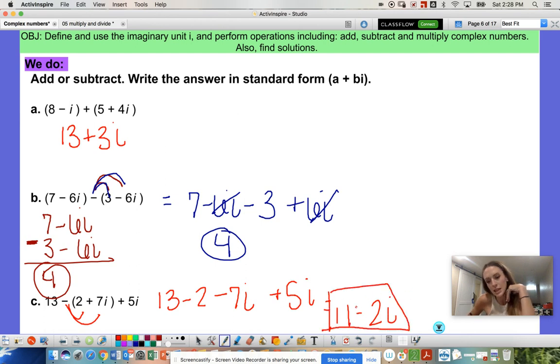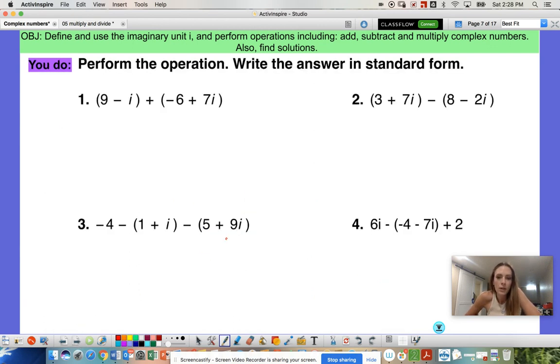Okay, and this is a complex number, right? It's a real number with an imaginary number, which makes a complex number. All right, here's some more practice. Go ahead and pause me if you need to. I'm going to write it all out. Here we go.